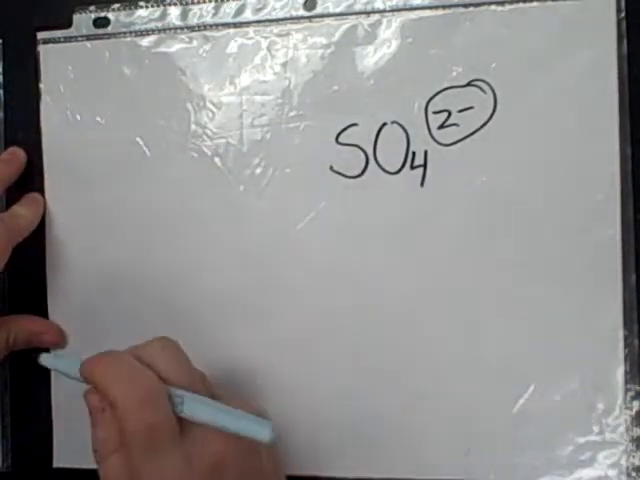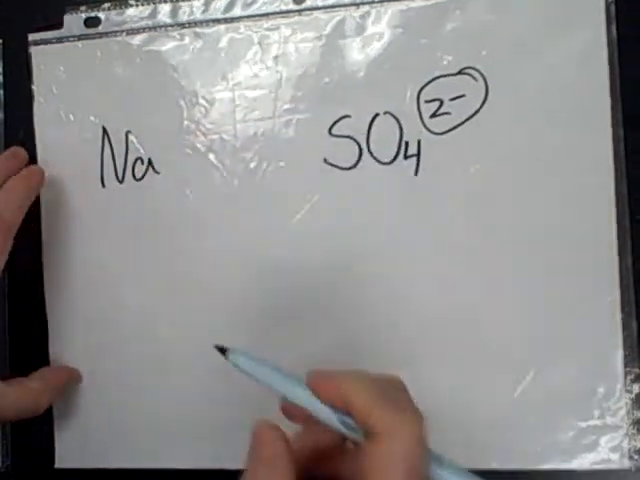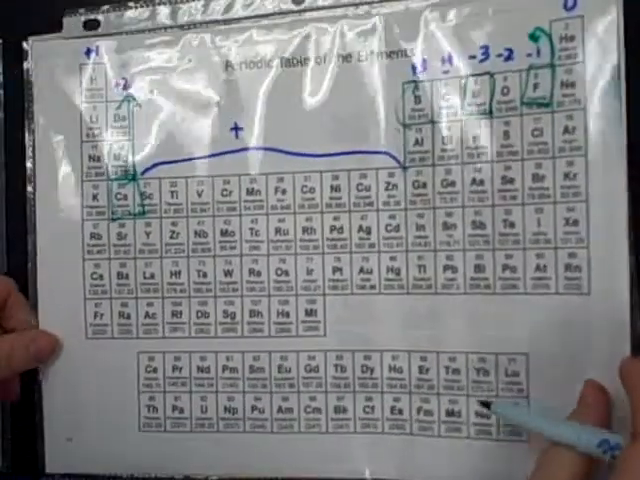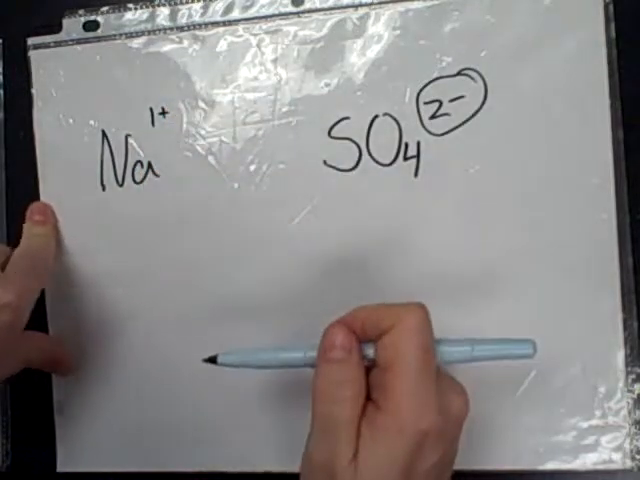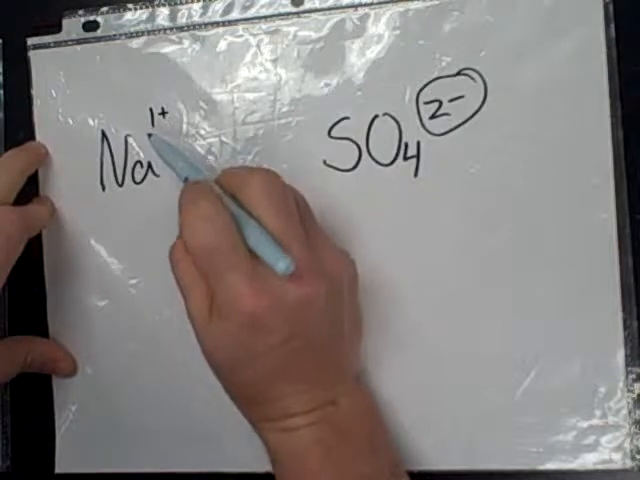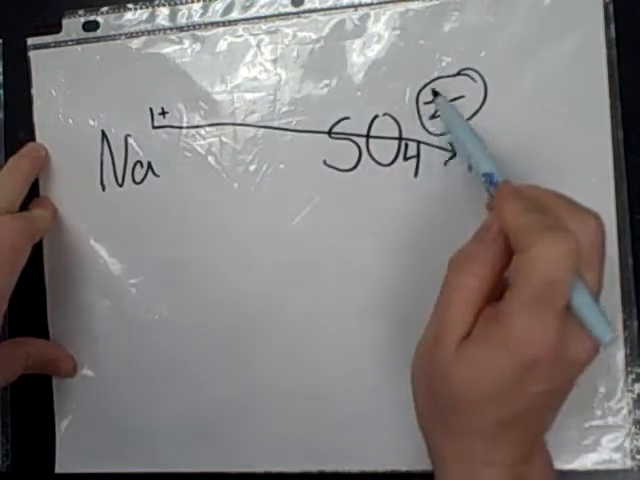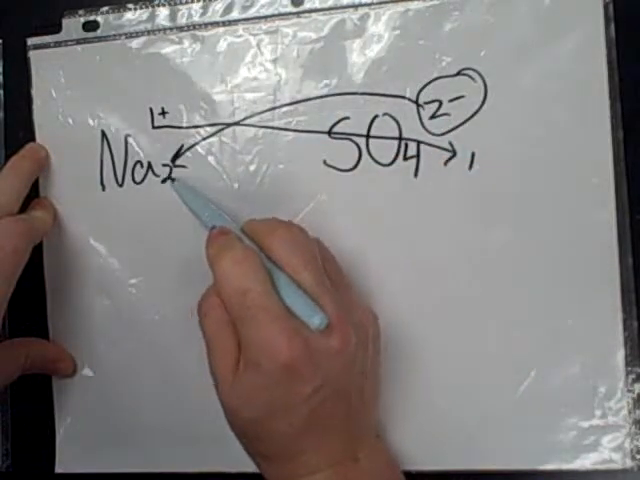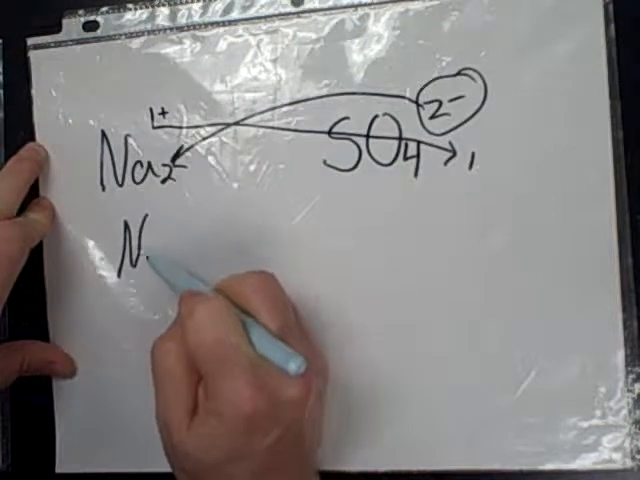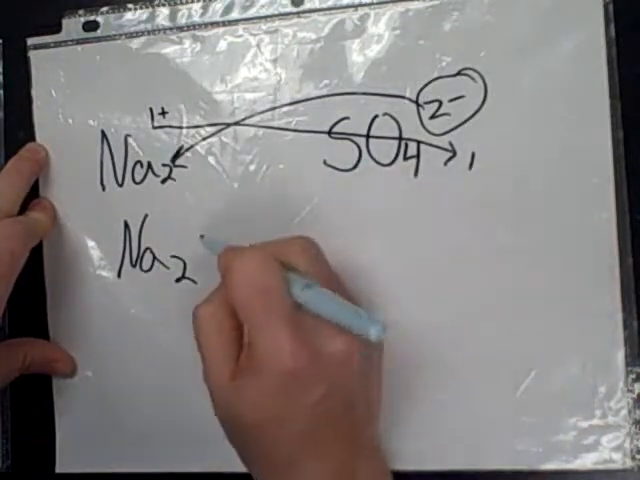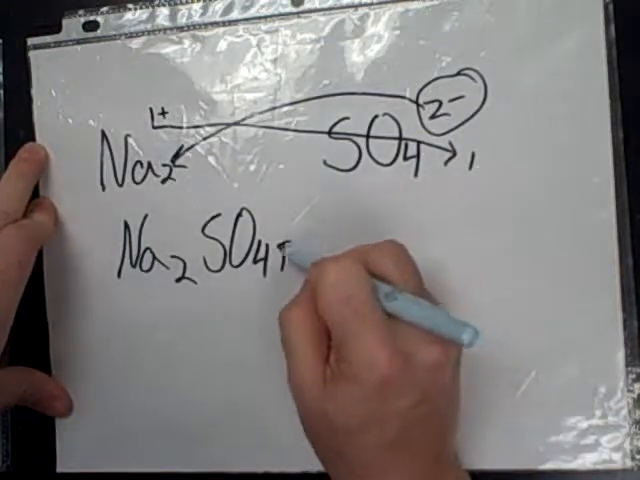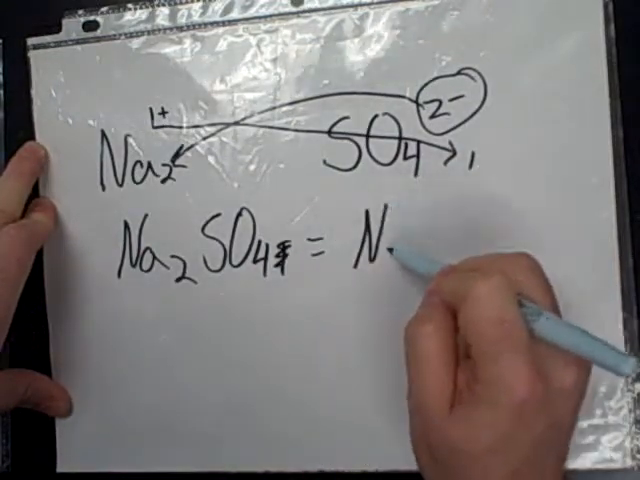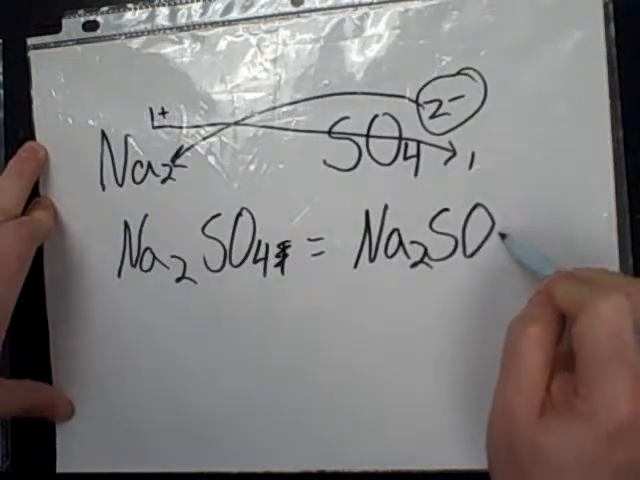So if we are bonding this to a sodium, sodium is in group 1 on the periodic table, so it makes a 1+ ion. So we write 1+ at the top of sodium, and then the sulfate has its 2-. The 1 from the sodium crosses over to the sulfate. The 2 from the sulfate crosses over to the sodium. So we have Na with a 2, and then SO4 with a 1. Now we don't write the 1s, so that goes away, and you have Na2SO4.